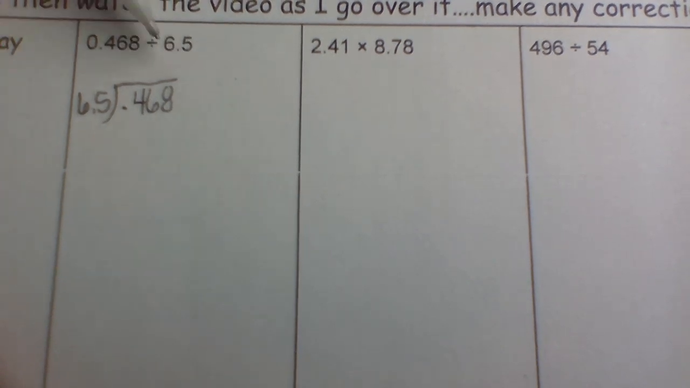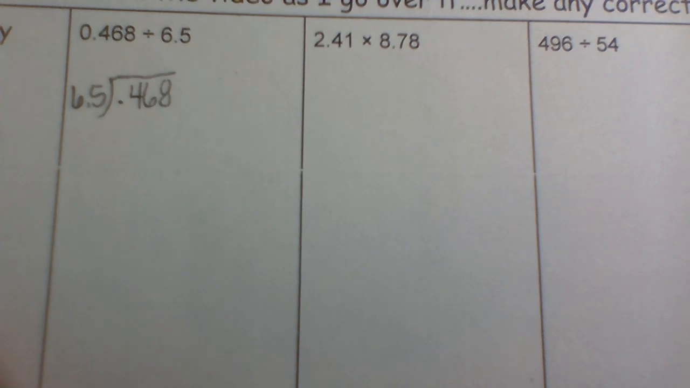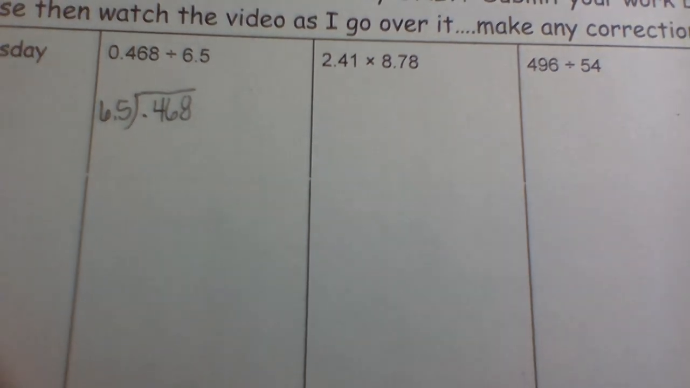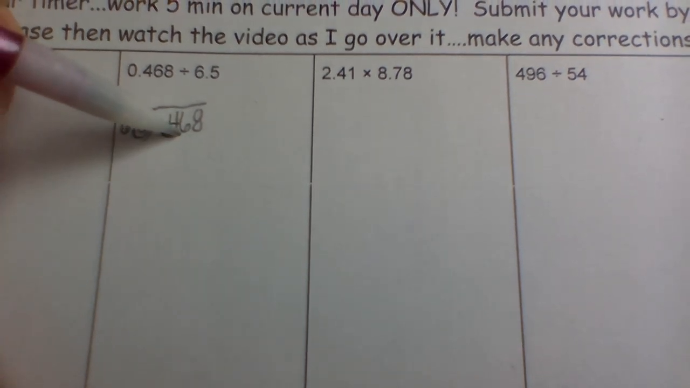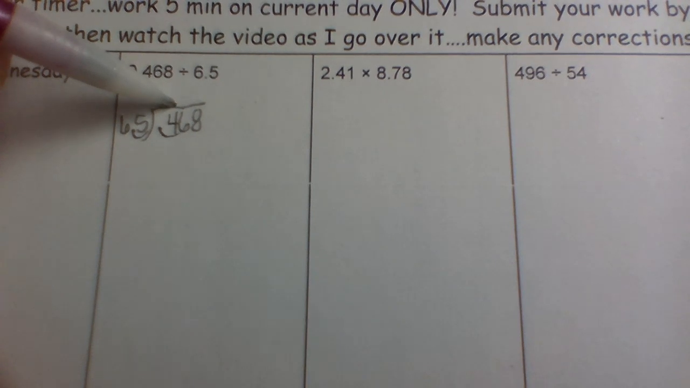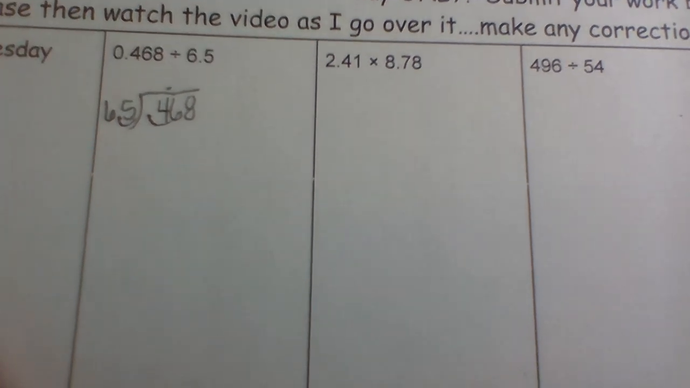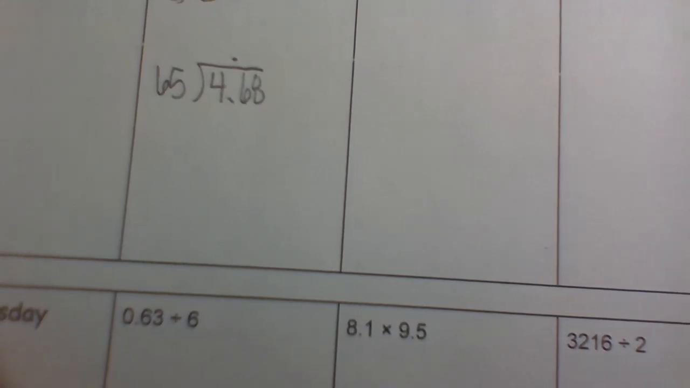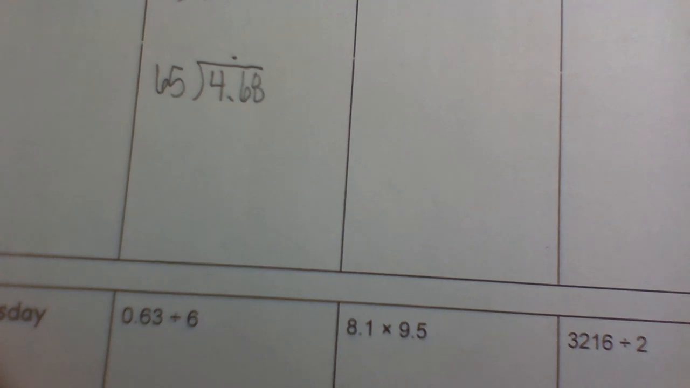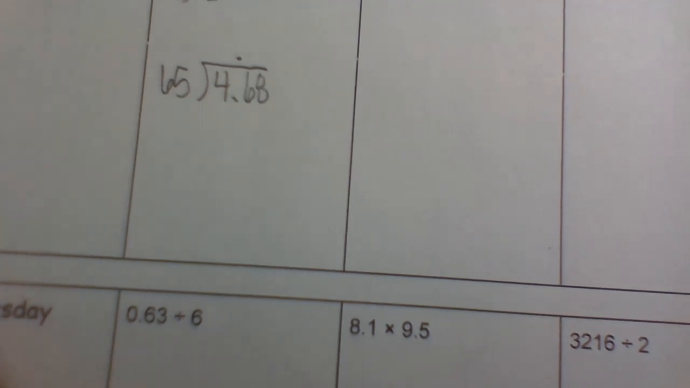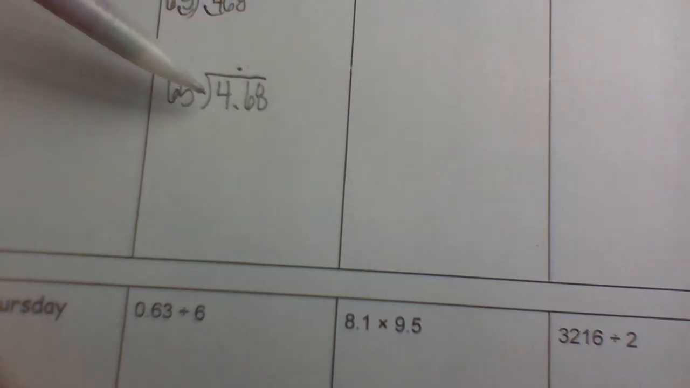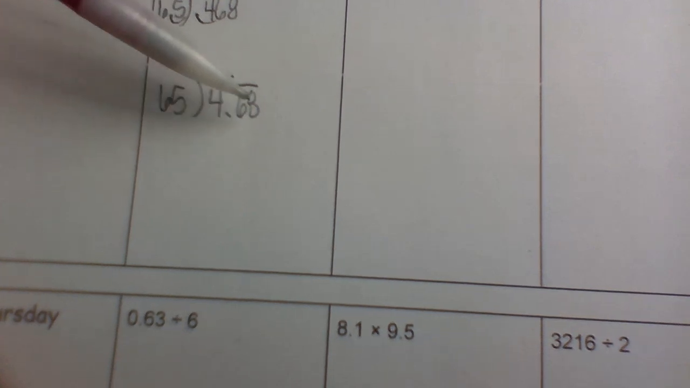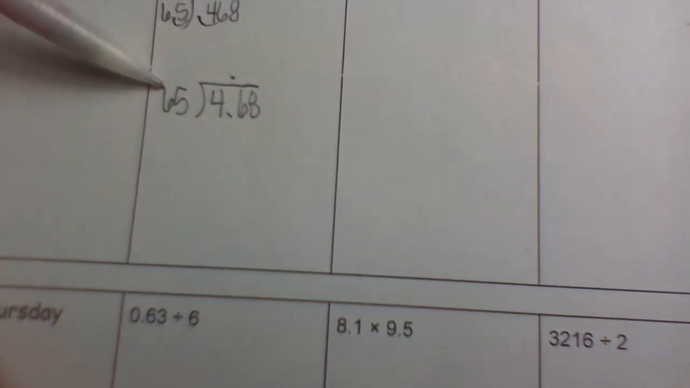We can either look here and know we're moving it one place, or it's also easy to see when we see it rewritten like this. So I'm going to move my decimal, and if I move it one place here, I move it one place here. After I move it, I bring that decimal up right away. When I rewrite this, I'm looking at 4 and 68 hundredths, or as $4.68, and you're dividing that into groups of $65.